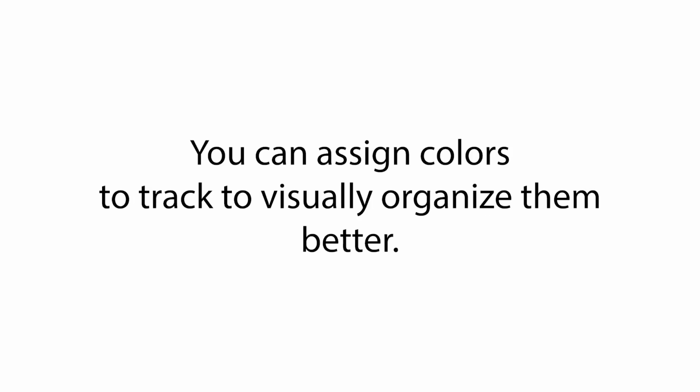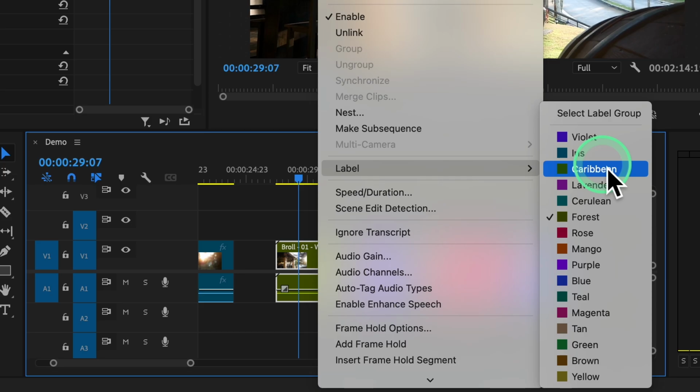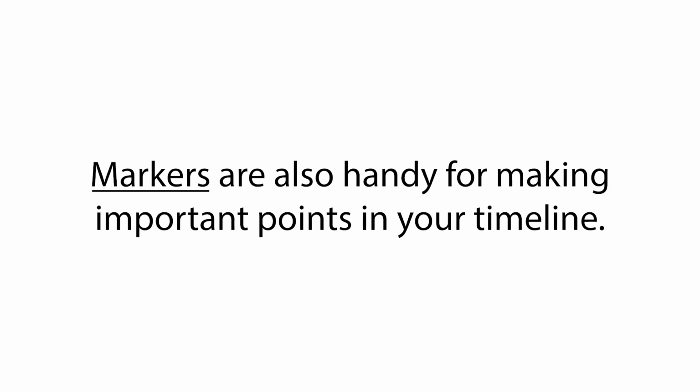Another helpful feature is labeling. You can assign colors to tracks to visually organize them better. To do this, right-click on the track header and choose Label. From the menu, pick a color that represents the type of content on that track, like green for dialogue or blue for music.